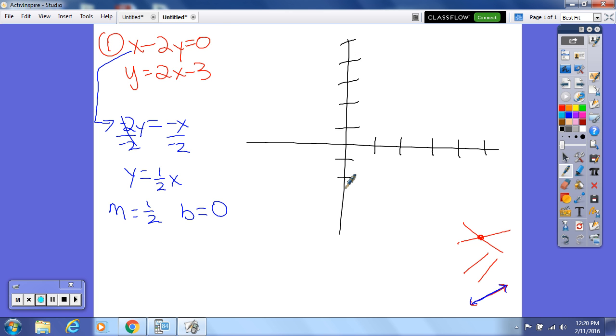And remember, you only need 2 points to make a line. But when we're doing this, we need to have more than those 2 points so we can graph it correctly. So we start at 0, that's our y-intercept. Start at 0, and then our slope is positive, so up 1, right 2.